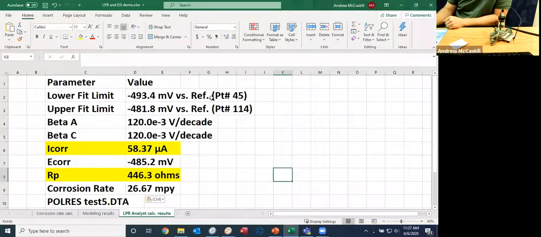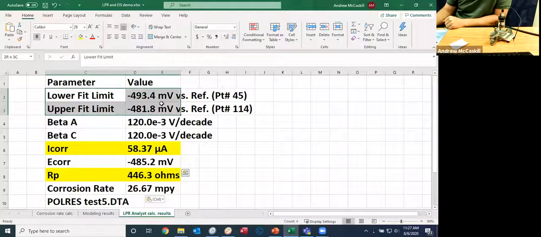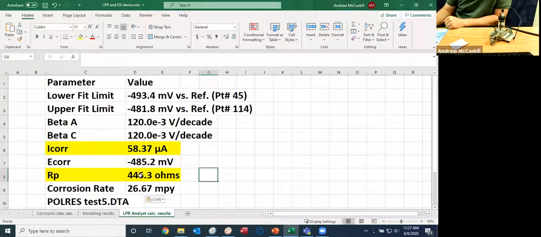Okay, so right here, this value was our open circuit potential. These were the limits that we scanned over for the whole experiment. These were the Tafel constants that we used. Our RP value is a very low 450 ohms. Our steel is corroding very, very fast. I honestly expected something to be much higher, a couple kilo ohms at least. So we have a very corrosive system.